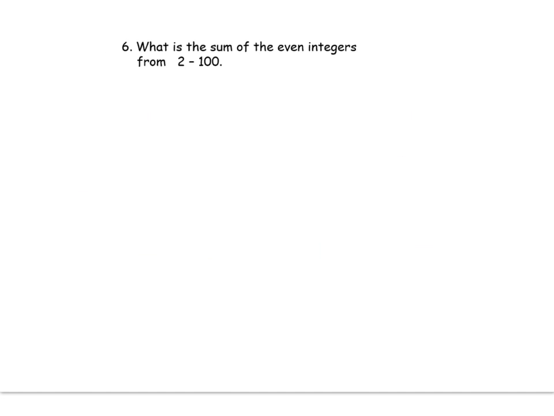This question changes it a little bit. It says, what is the sum of the even integers from 2 to 100? First of all, you have to know what it means to be even, and secondly, what it means to be an integer. Well, we talked yesterday about what it means to be an integer. An integer is a number like you would find on a number line that does not have a decimal or a fractional part. An even integer would be numbers like 2, 4, 6, 8, 10, 12.